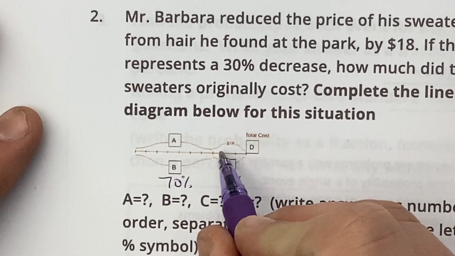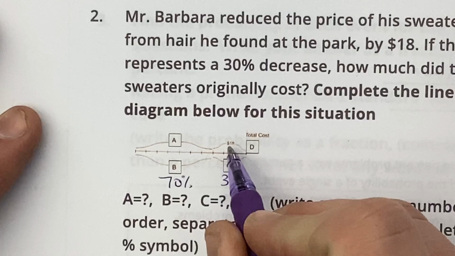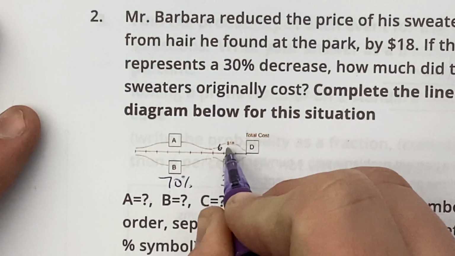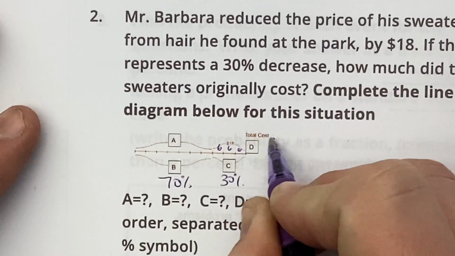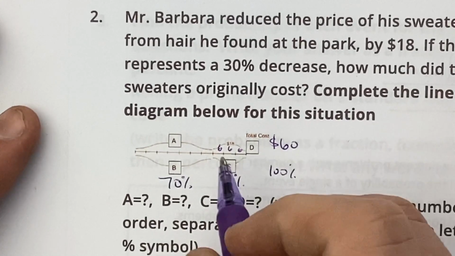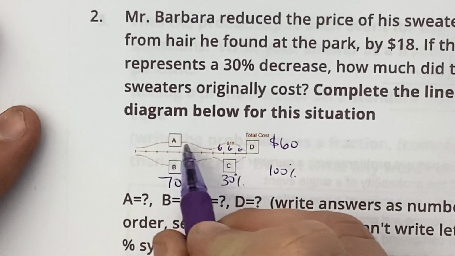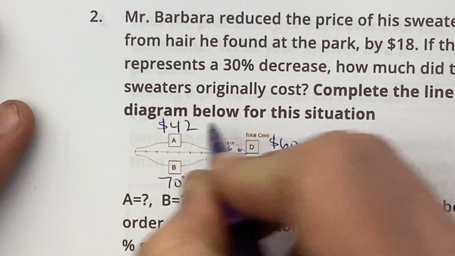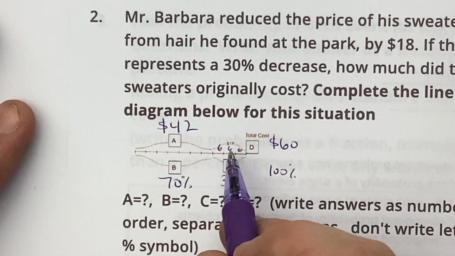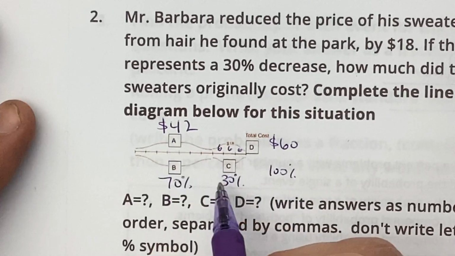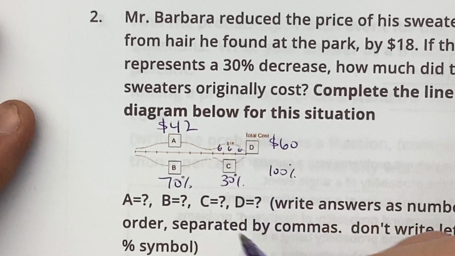And again, these are actually all going to be $6 because it's $18 over 3 spots. Each spot would still be 6 because we divide 18 by 3. So the total cost is, again, $60, which is 100%. And then A is now 7 groups of 6, which is $42. And again, $42 plus $18 equals $60. So 70% of 60 is 42. 30% of 60 is 18.